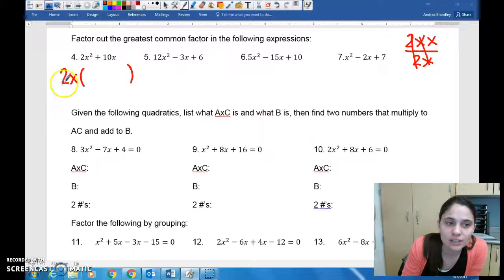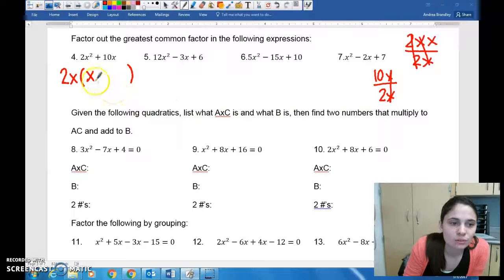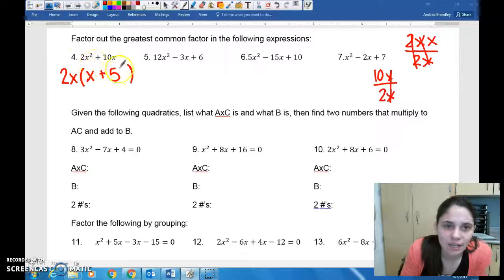So if I take a 2x out of 2x squared, I have an x left. Versus if I do 10x and divide that by 2x, I have 10 divided by 2, which is a positive 5. So this factors to 2x times (x plus 5). So basically when you're factoring something out, you're dividing it from each term.